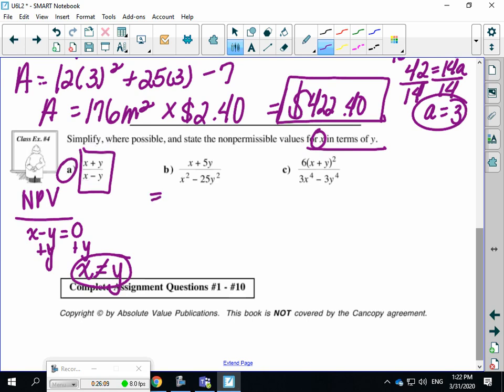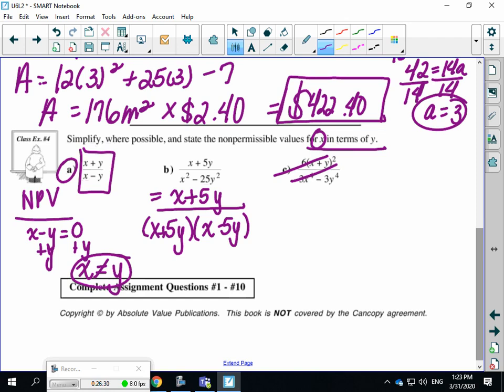I can't take anything out on the top. So this is just x plus 5y divided by, the denominator is a difference of squares. So this is going to be x plus 5y times x minus 5y. Okay? And now my next step is to state the NPVs.